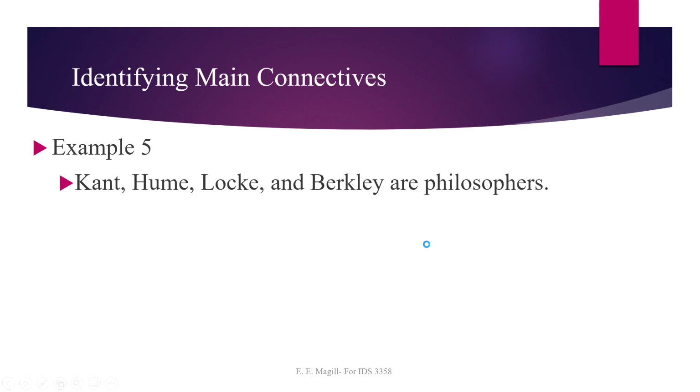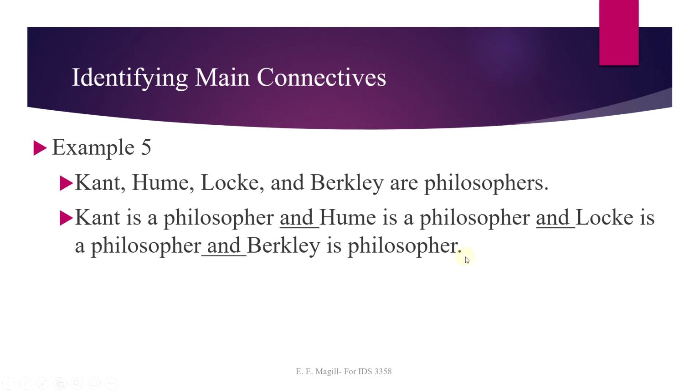So here's a similar problem. Kant, Hume, Locke, and Berkeley are all philosophers. We paraphrase this with the complete sentences that each of them is a philosopher, with "and"s in between them. So now we've got 4 atomic sentences and 3 conjunctions. Just like the last problem, there's no reason we need to make any one of these conjunctions the main connective, so you might try to symbolize it like this.